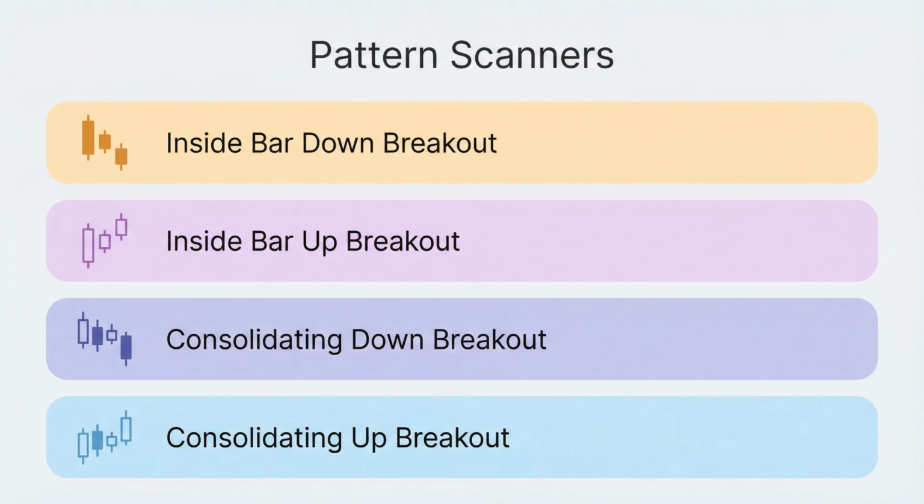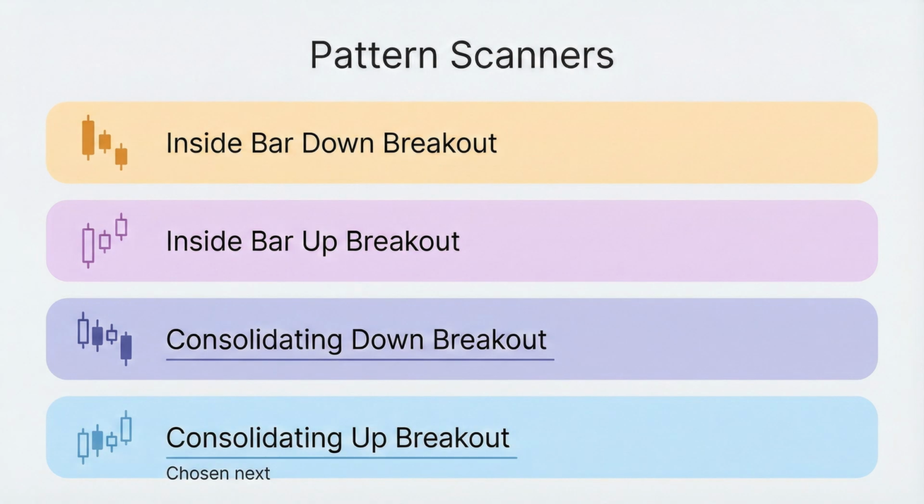Beyond broad categories like volatile or trending, the utilities also provide more pattern-specific scans. The material names inside bar breakout options, both down and up, and also consolidation-based breakouts, again, down or up. These are essentially predefined technical situations. The key is recognizing what the scan is promising. It's not guaranteeing profit, it's narrowing your search to charts that might be approaching a decision point, where price could break above resistance or below support.